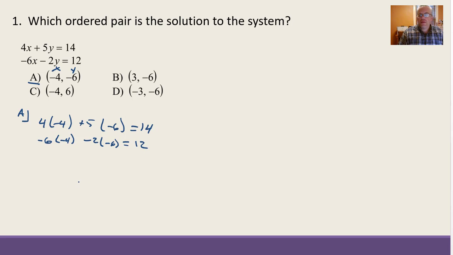Well, I know this one is bad already because without even doing this, this would be negative 16 plus negative 30. That's negative. No way that's going to equal 14. So it's not A. Let's check B.